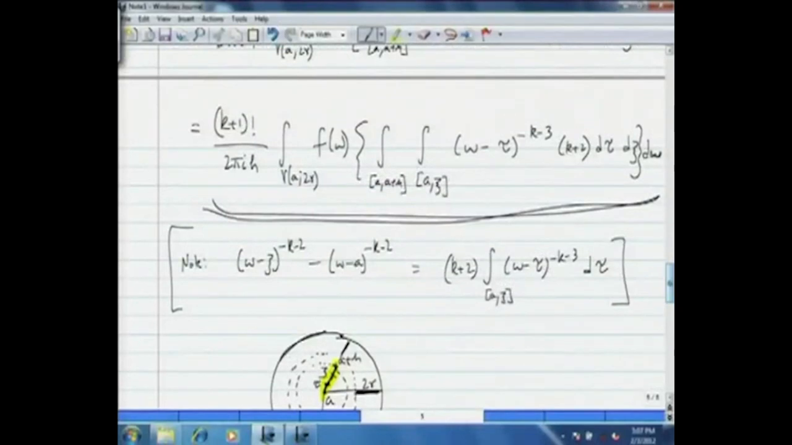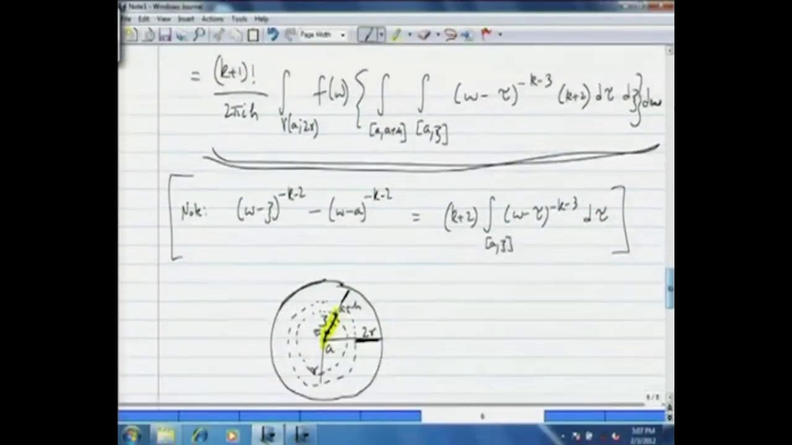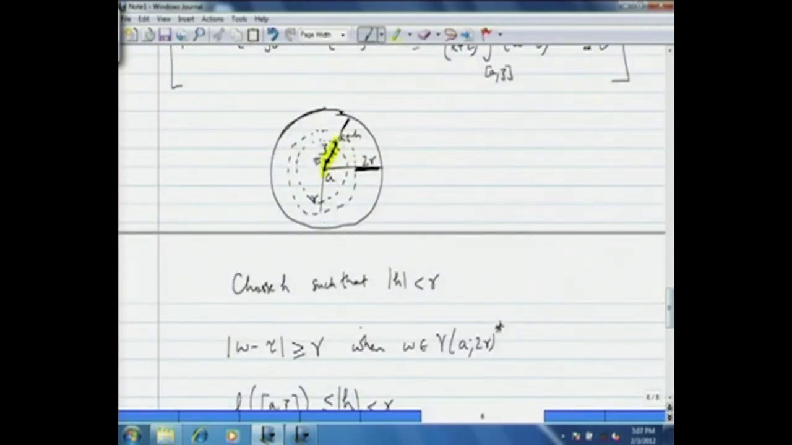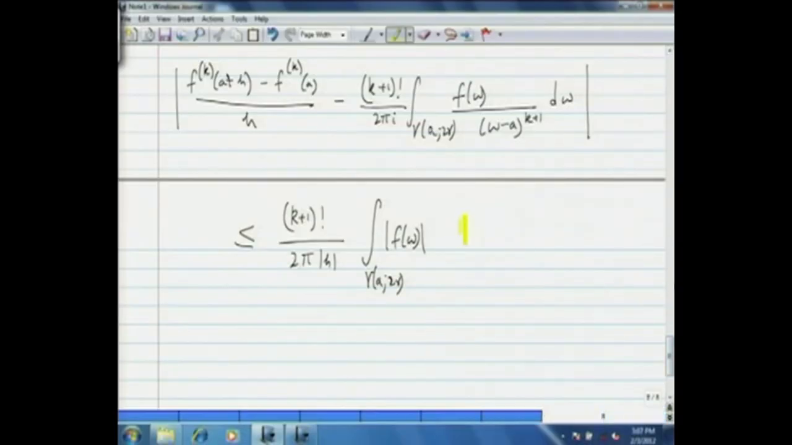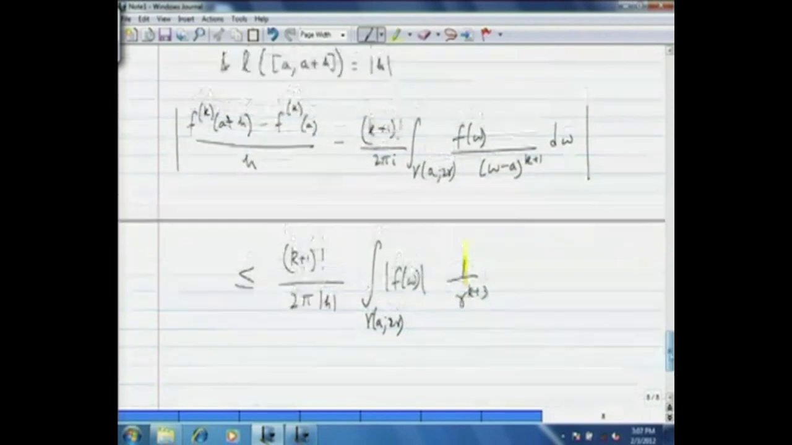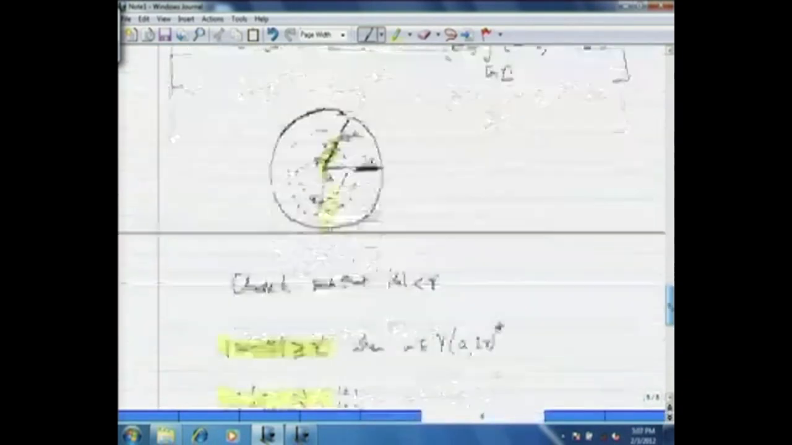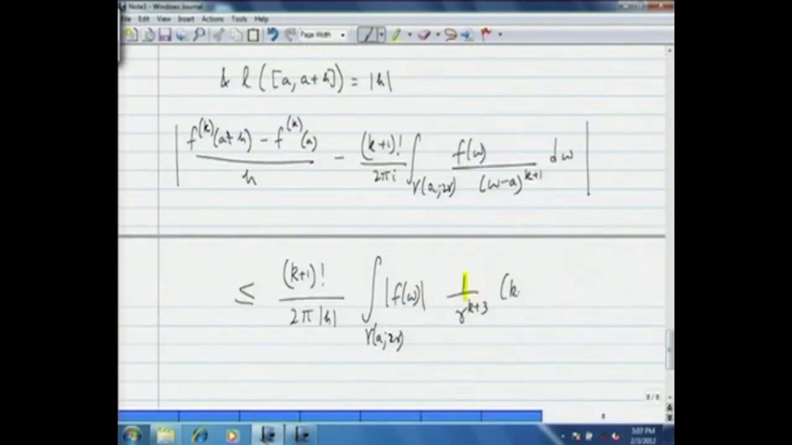So notice that w minus tau, we said, is at least r right here. w minus tau is at least r. So 1 by w minus tau power k plus 3, which appears in the innermost integral, is at most 1 by r raised to k plus 3. So I have 1 by r raised to k plus 3. Also there is a k plus 2 which appears. I will use the k plus 2 to write the expression in front as k plus 2 factorial.